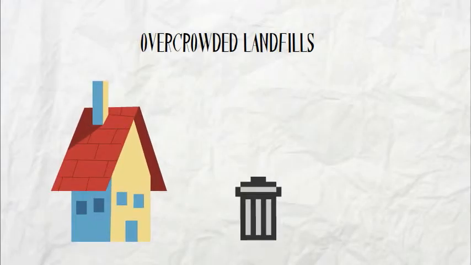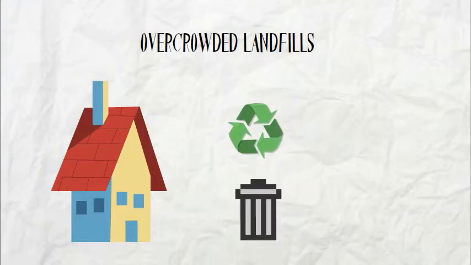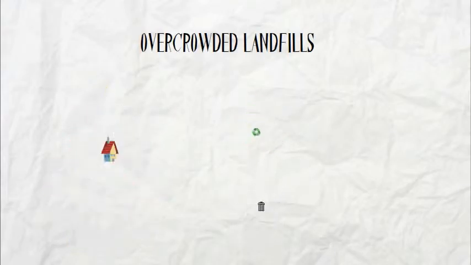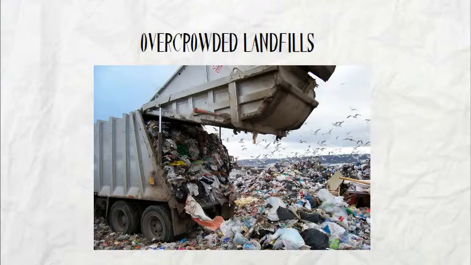Overcrowded landfills. Each household produces tons of garbage each year. Garbage like aluminium, plastic, paper, cloth, wood is collected and sent to the local recycling unit. Items that cannot be recycled become a part of the landfills.